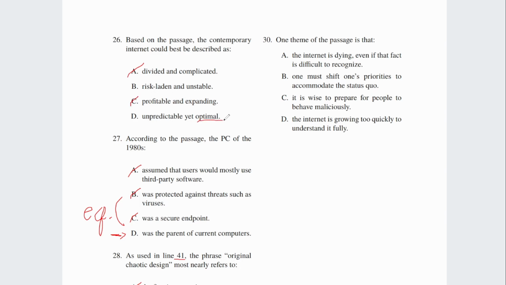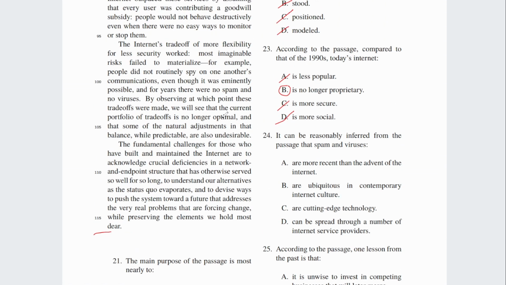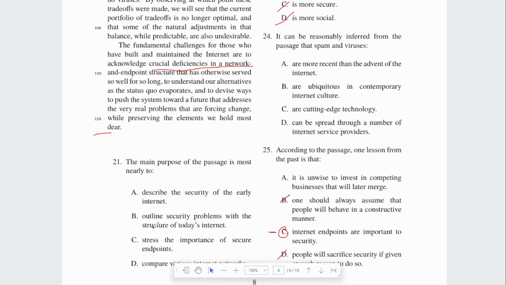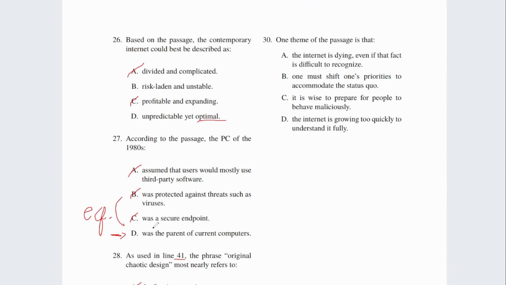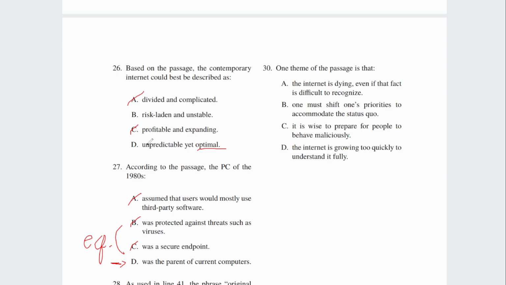Unpredictable yet optimal. Optimal is really the sticking point here. Does the author really want to say that the internet is optimal? Well, I don't think so. Because we are supposed to acknowledge crucial deficiencies in a network and endpoint structure, right? This call to action, and actually the whole passage is about this call to action. This whole passage is saying, look what we need to change about the internet, which really doesn't make me think that the internet is optimal, right? Actually, we need to change a bunch of stuff about the internet means the internet is not optimal.